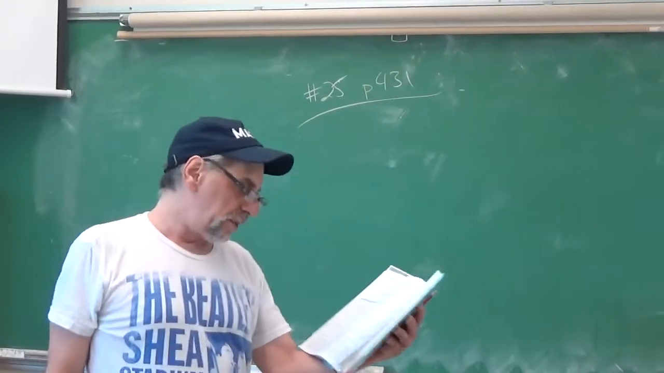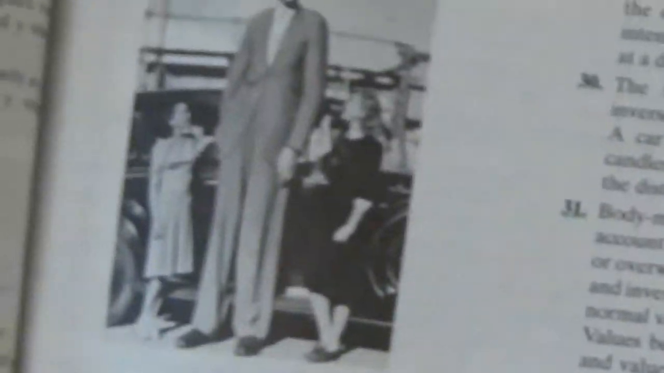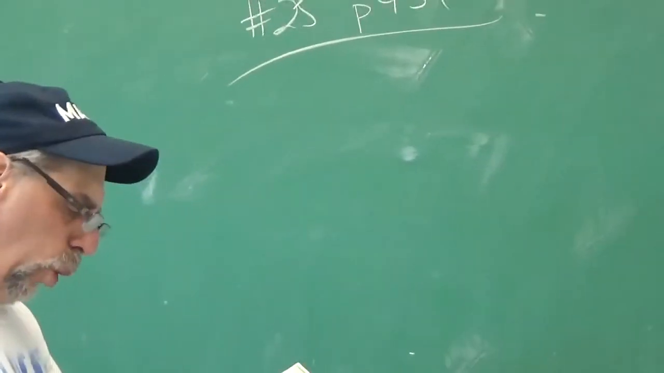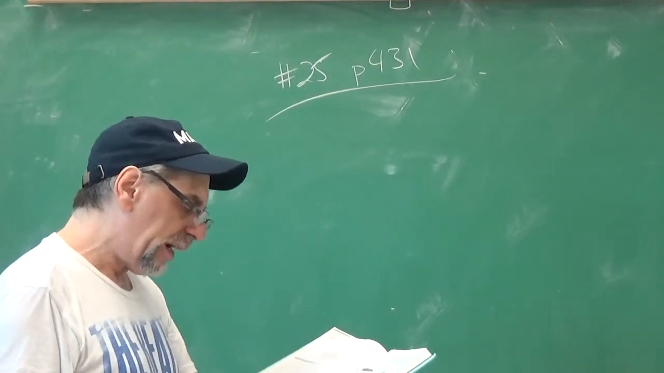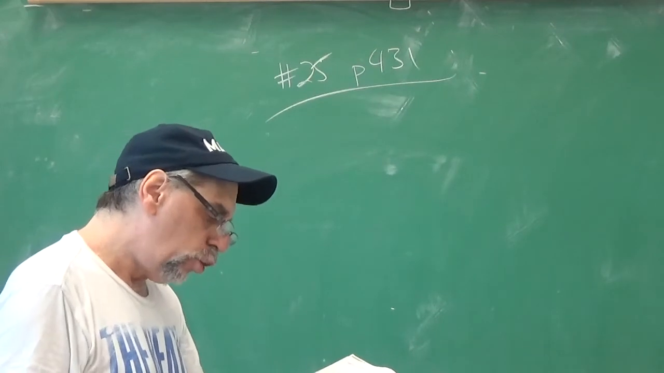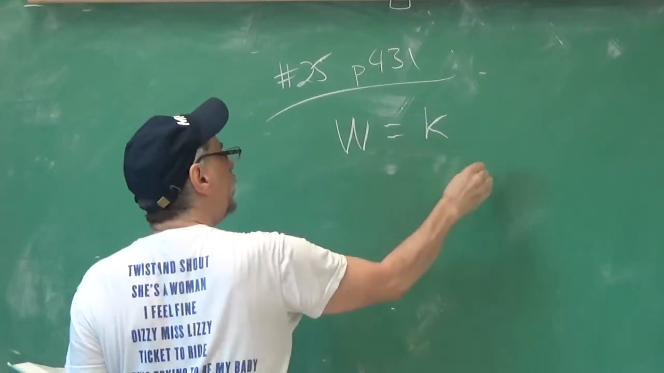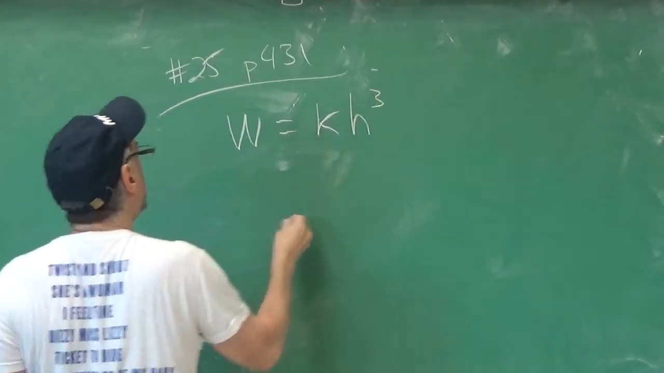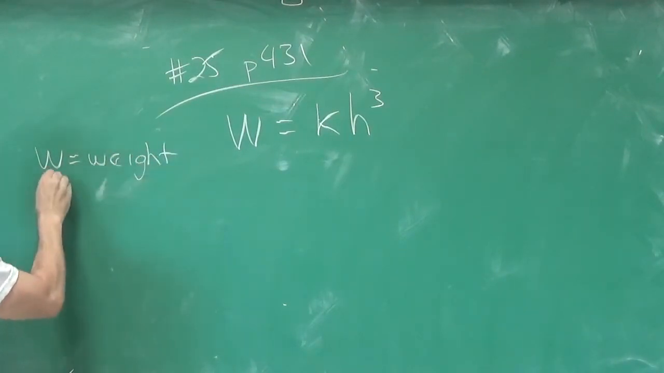So this is about the guy, there's a picture of him here. Can you get that picture? Tallest man in the world. He was 8 feet 11 inches. Okay, so it says, if all men had identical body types, their weight would vary directly as the cube of their height. So we're going to let W equal weight and H equal height.